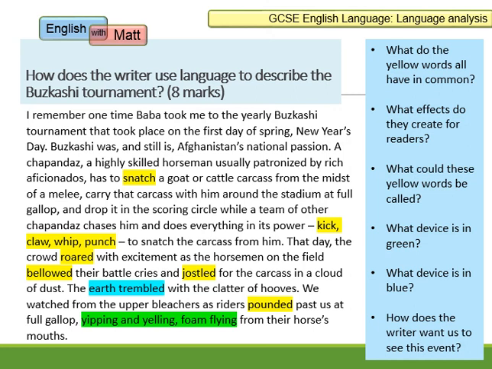And finally, I suppose the most important question in terms of the effects is, how does the writer want us to see this event, this sporting tournament? How are we supposed to view it as a reader? Because obviously we're not there. We're in our armchairs at home reading this book. So the writer is going to have to use language to manipulate us to believe that this tournament is X, Y, and Z. So we've got to be able to work out what the writer had in mind when they were using words like this to describe it.